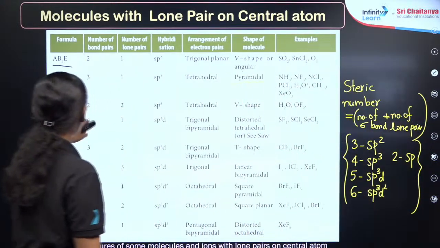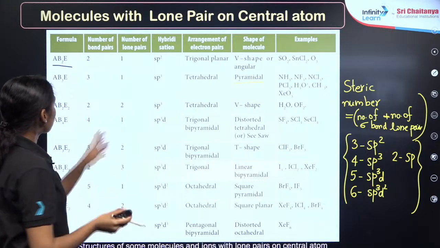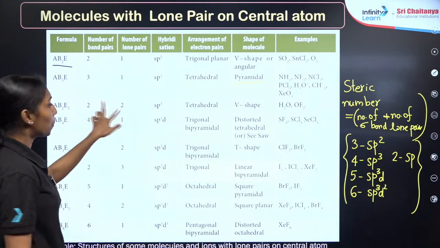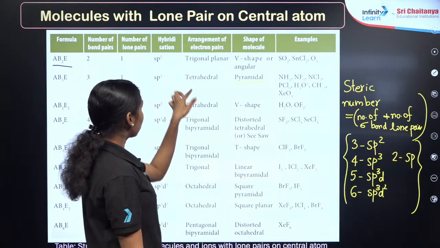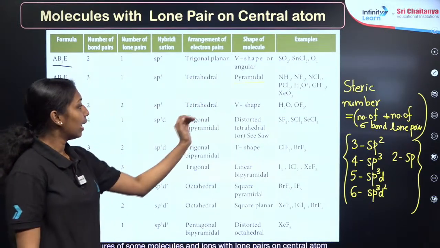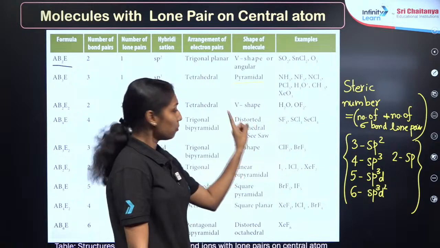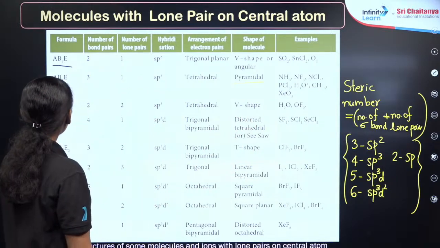Then what about the next one? AB2E2, which means 2 bond pairs plus 2 lone pairs, 2 plus 2, 4. Again, sp3 hybridization, the predicted geometry was tetrahedral. Then while considering the lone pairs, it will become V shape.